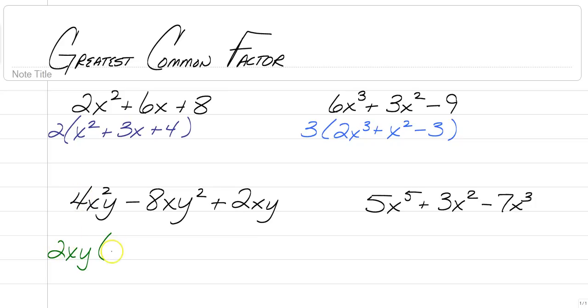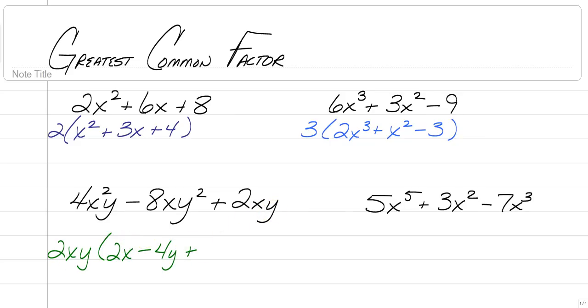4 divided by 2 is 2. X squared divided by x is x, and y divided by y is 1. It goes away. Minus 8 divided by 2 is 4. X divided by x goes away. Y squared divided by y is y. Plus 2 divided by 2 is 1. X divided by x is 1. Y divided by y is 1.